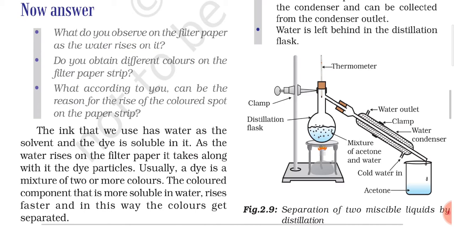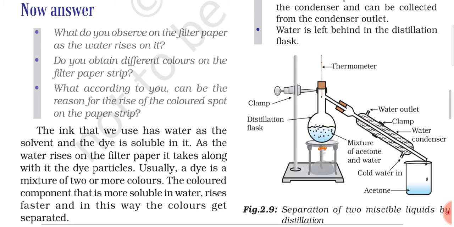So the first question is, what do you observe on the filter paper as the water rises on it? As the water rises on the filter paper, we will observe that the dye, as it is water soluble in nature, is also rising on the filter paper with water. Second question, do you obtain different colors on the filter paper strip? The answer for this question is yes, we will obtain different colors on the filter paper strip, and the reason is that the dye is a mixture of two or more than two different colored components.